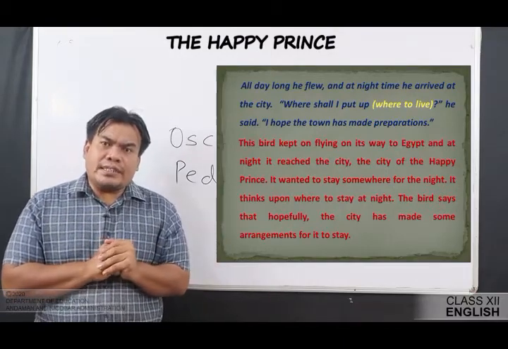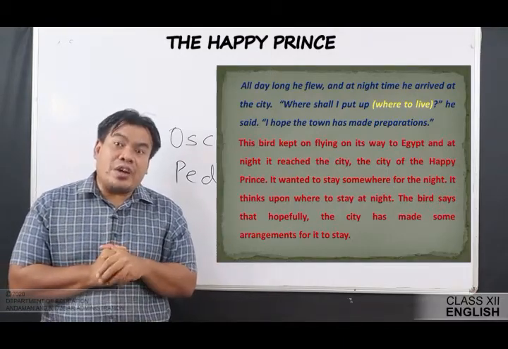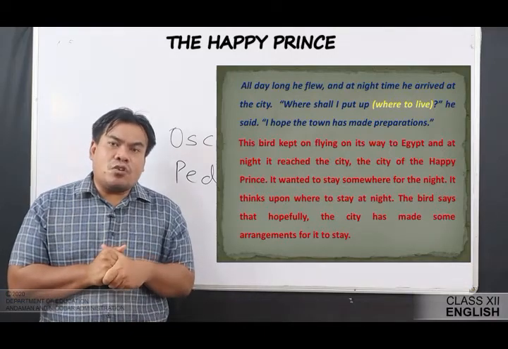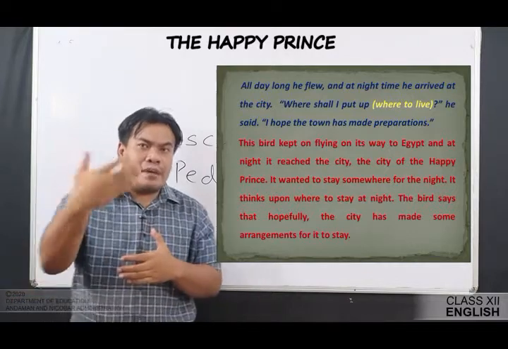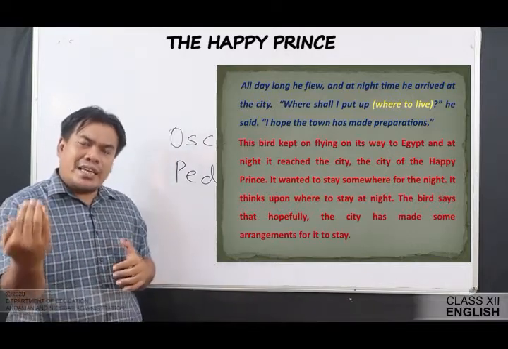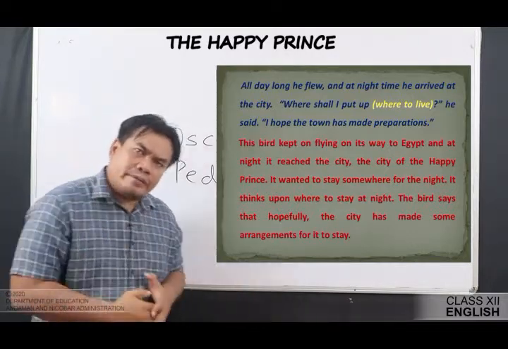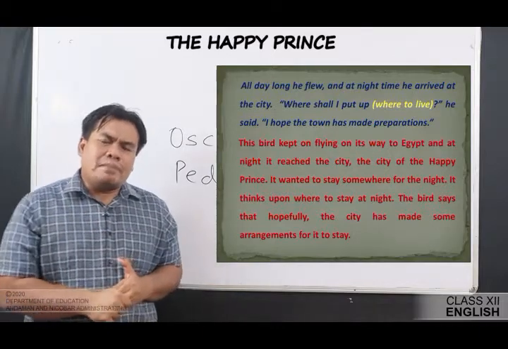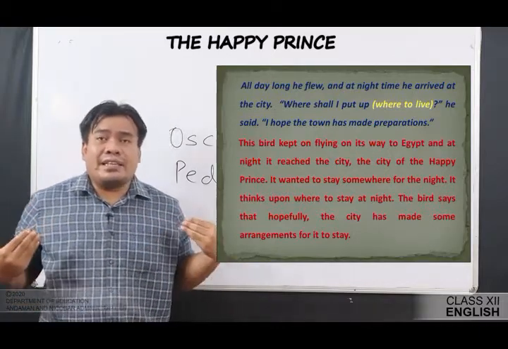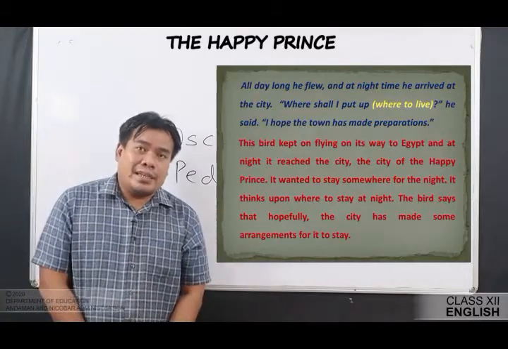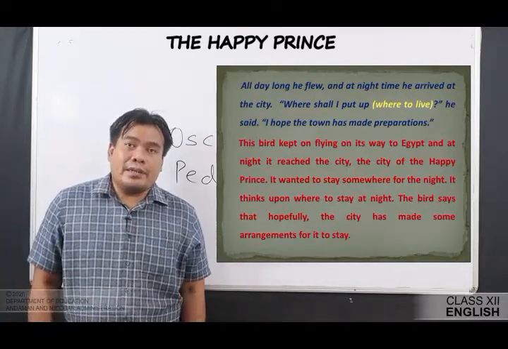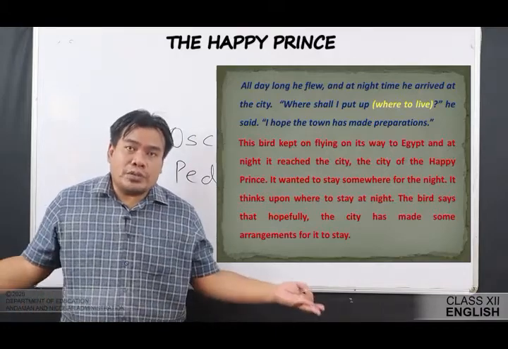It wanted to stay somewhere for the night. It thinks about where to stay at night. The bird says that hopefully the city has made some arrangement for it to stay. I am explaining further so that you will remember the story. Obviously, the bird was talking to itself about where it is going to stay and what arrangement the city has made for it. The swallow was wondering where he is going to stay.